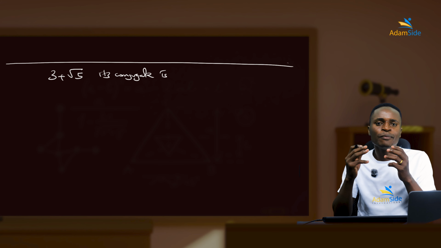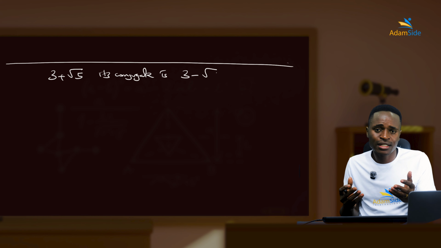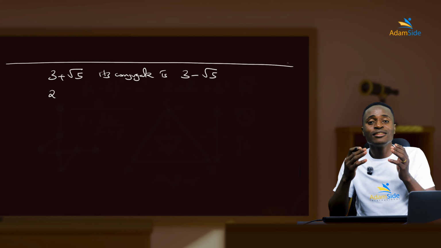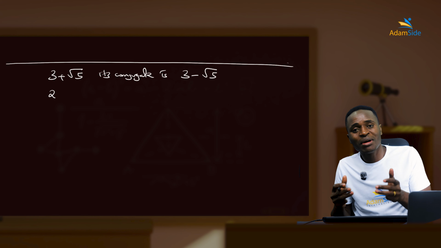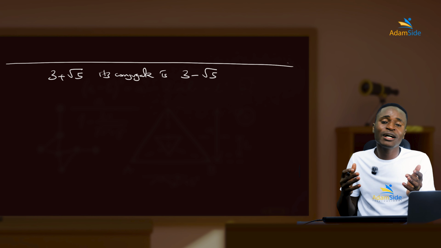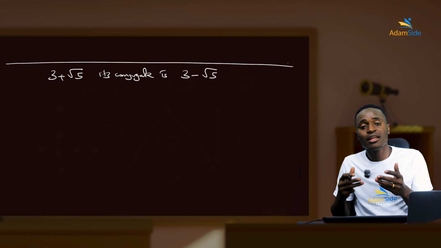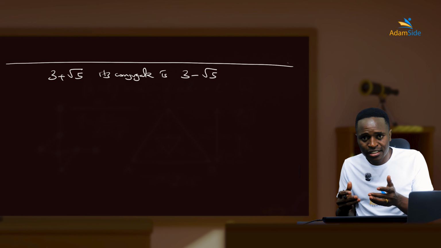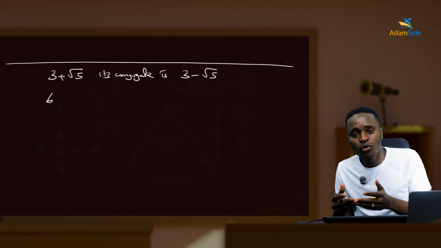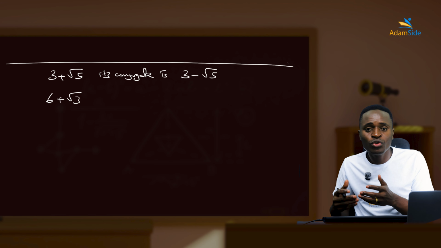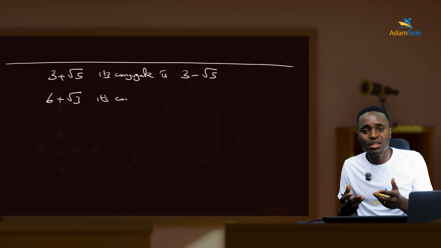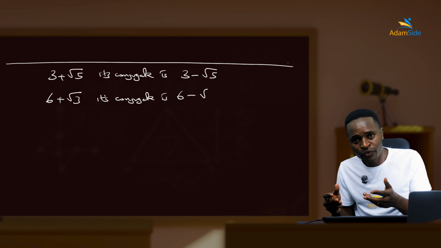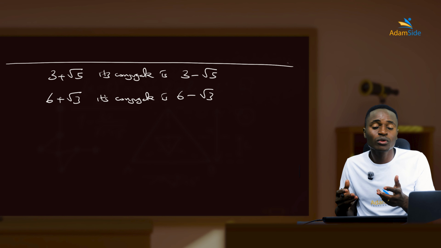If you have a surd written like, let's say, 2 plus root 7, its conjugate will be 2 minus root 7. If you have a surd written maybe 3 plus root 5, its conjugate will be 3 minus root 5. If you have a surd written maybe 6 plus root 3, its conjugate will be 6 minus root 3.